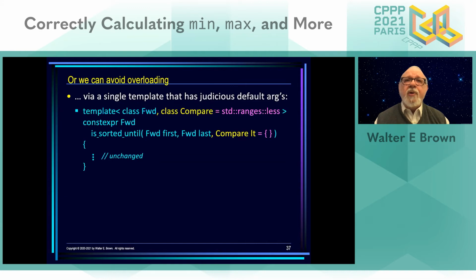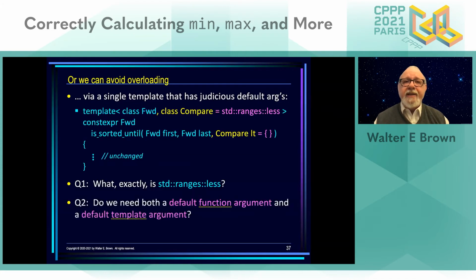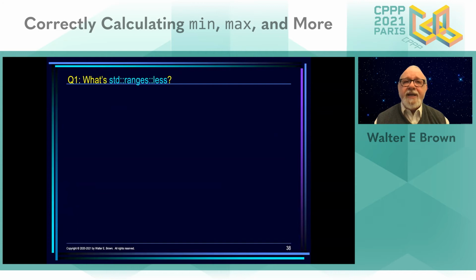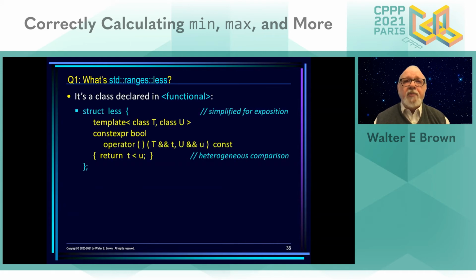So two questions probably come to mind rather quickly. The first being, what exactly is std::ranges::less? And the second, do we need both kinds of default arguments? So let me answer those in turn. What is std::ranges::less? Well, it's the name of a class declared in the functional header. And it looks approximately like this. I've simplified it a little bit for exposition.